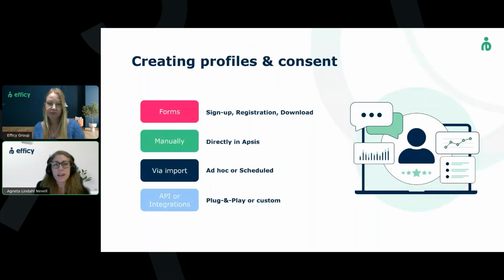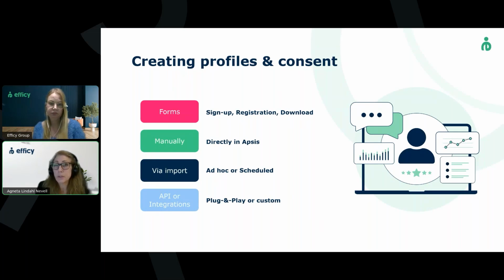Now we have the structure for consents. We have the folders and subscriptions, and we also have the data model. We want to use it. It's time to start creating, adding, and then updating our profile so we can start communicating. And how can I do that? Well, to simplify, we're going to focus on 4 main options.